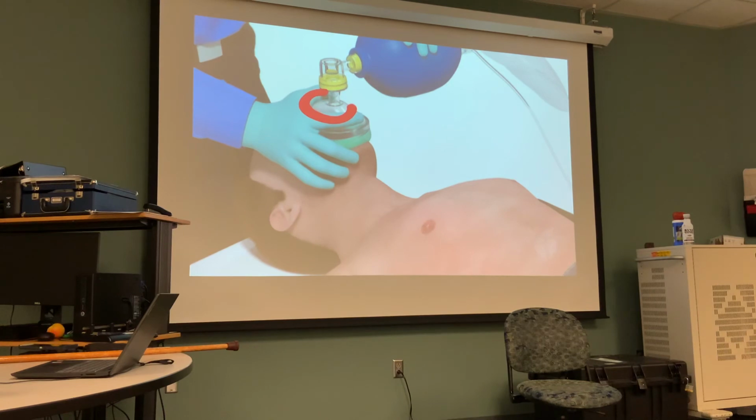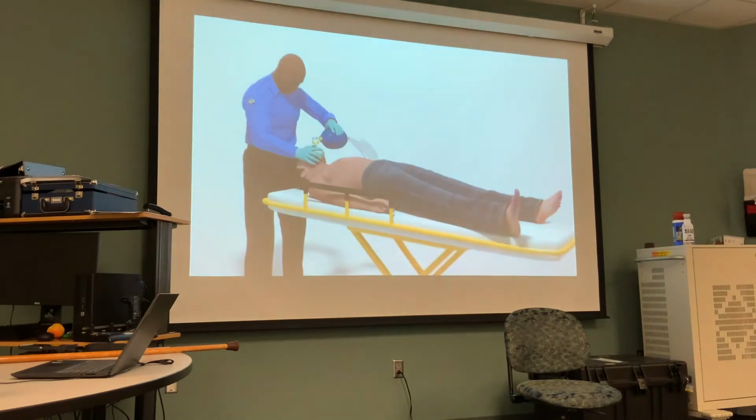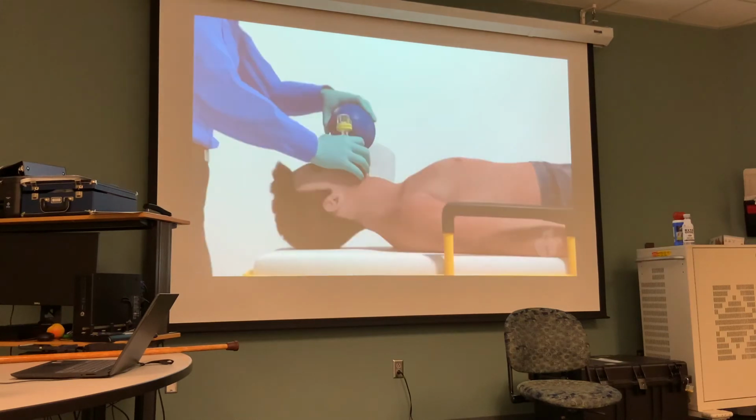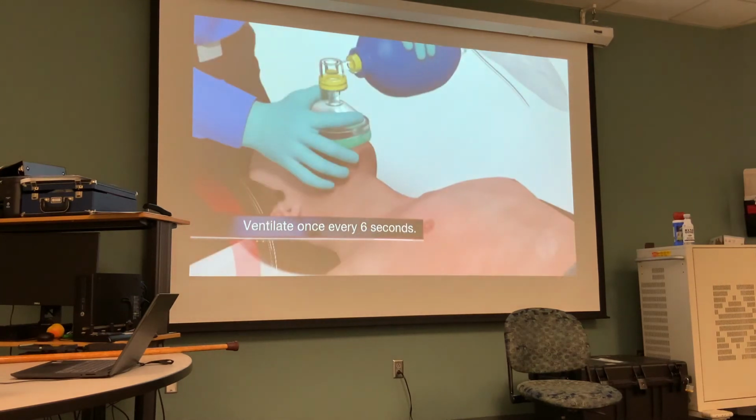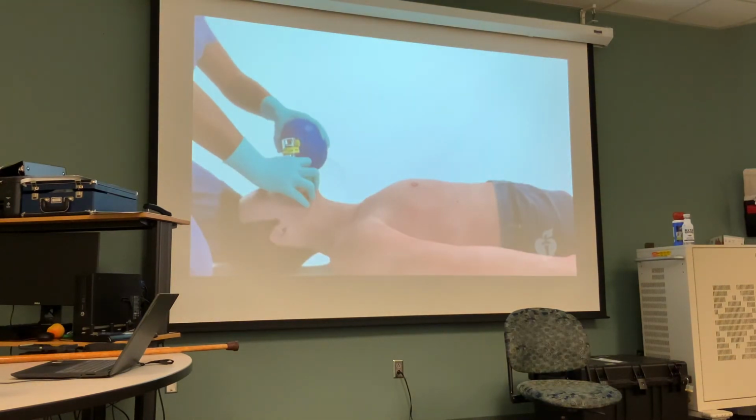At the same time, the three remaining fingers form an E and should be used to lift the jaw, opening the airway. While maintaining a tight seal between the patient's face and the mask, and maintaining a jaw lift to open the airway, the provider should squeeze the bag, taking about 1 second to deliver one breath. For a patient who has spontaneous circulation but needs ventilatory support, the provider should give rescue breaths at a rate of 1 breath every 6 seconds. An effective breath results in visible chest rise.